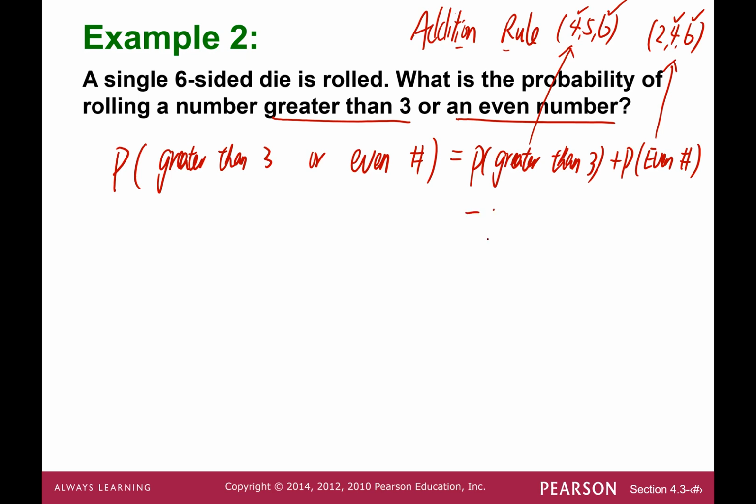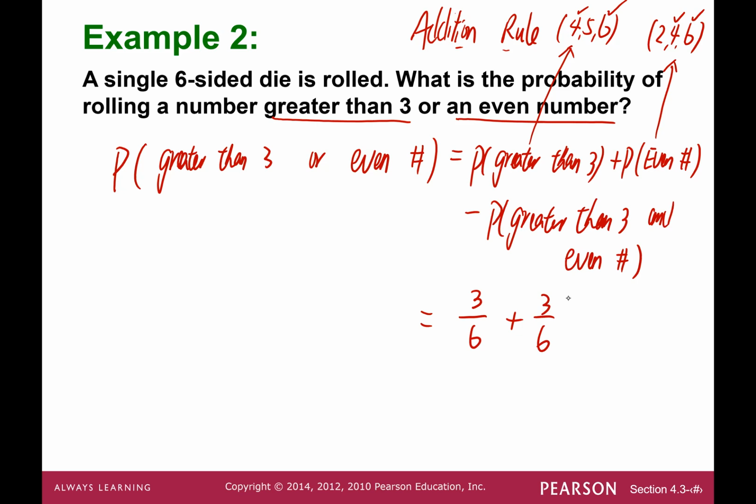So that means we're double counting these two numbers. So we subtract the probability of greater than 3 intersect even number. Greater than 3, we know that it's 3 out of 6 numbers. And even number 3 over 6. That's not a right answer, right? The probability is not 100% here because these two events have an intersect. Intersect is 4 and 6. So you subtract the intersect, 2 over 6. And you end up with 6 minus 2, which is 4 over 6. And that turns out to be 2/3. Okay, so probability of this event actually is 2/3.